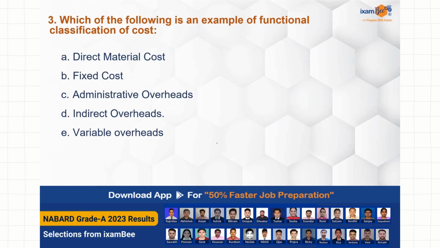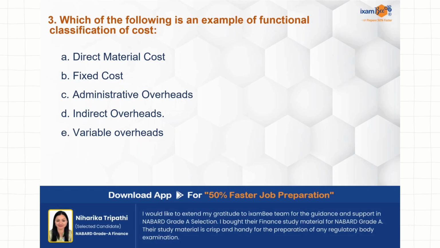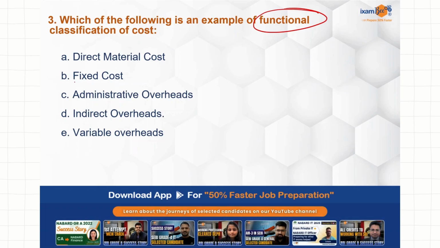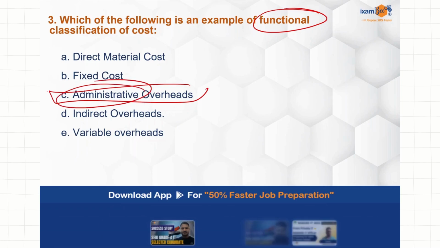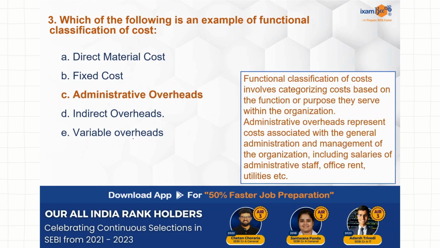Next question is related to your costing subject. Which of the following is an example of functional classification of cost? So what is functional classification of cost? Classifying the cost as per the functions in the organization. Say for example, production department, administration department, right? So we can see direct material cost. This is not a functional classification. Fixed cost is also not a functional classification. Administrative overhead, now I can see a functional classification here. Indirect and variable overhead are also not a functional classification. So C option, administrative cost, is the correct option here.